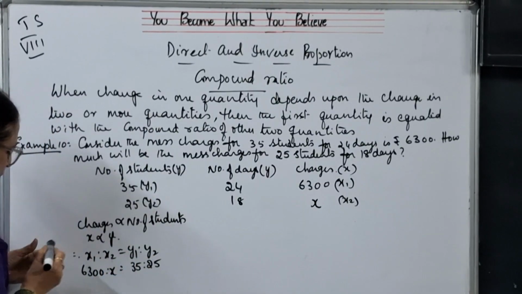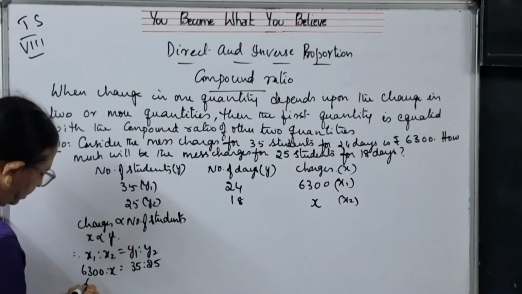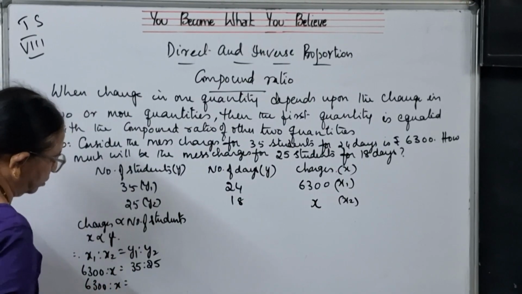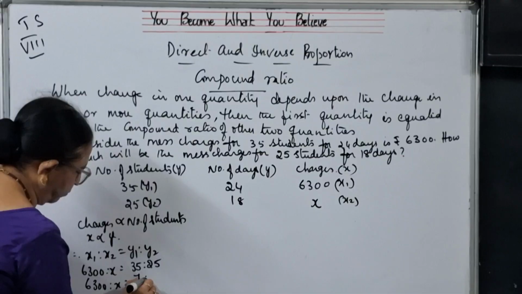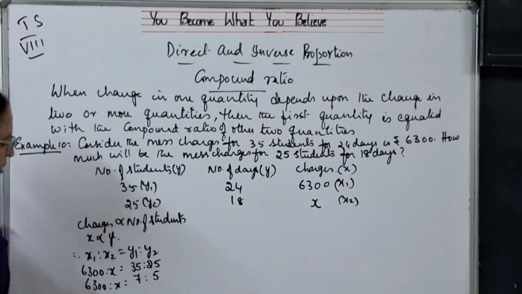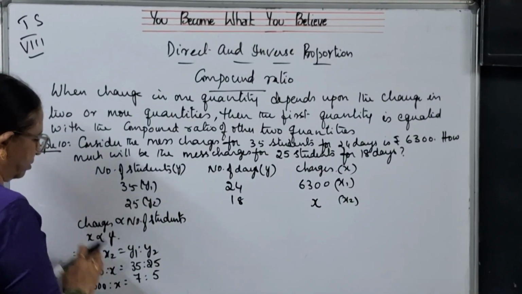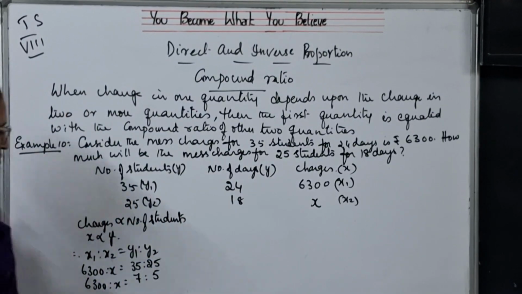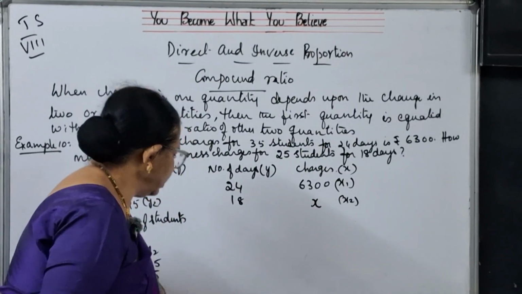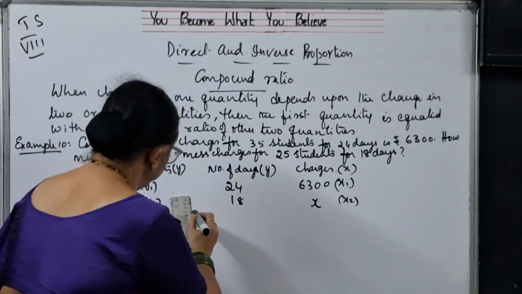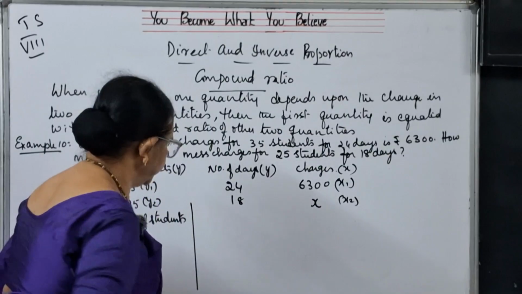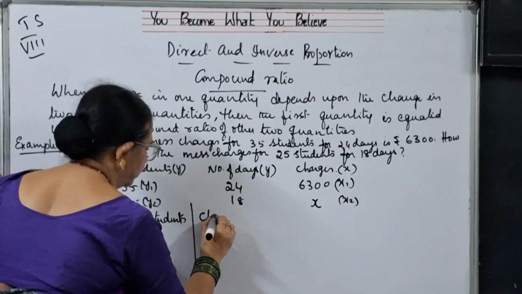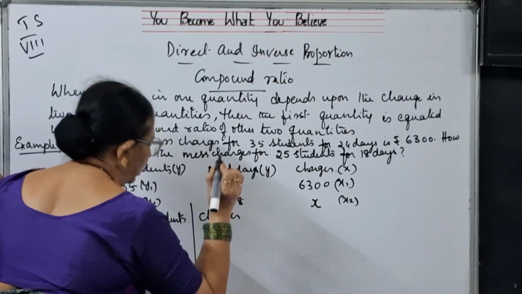This can be simplified. So 6300 is to x is equal to 5 7s are 35, 5 5s are 25. So we have got it here, first for charges and number of students. Now let us go for charges and number of days.